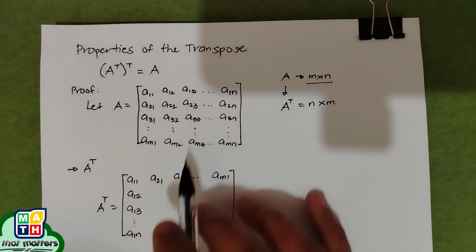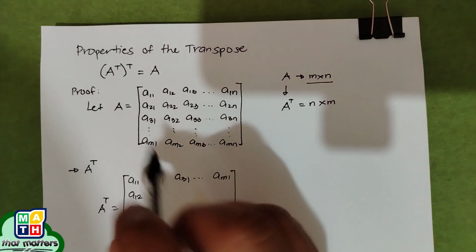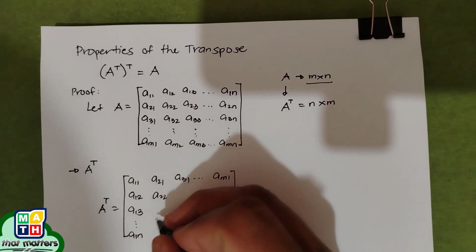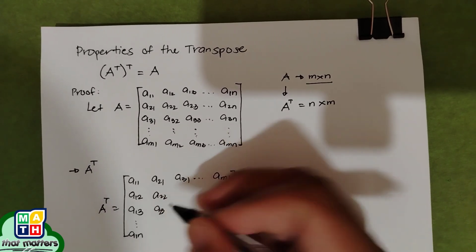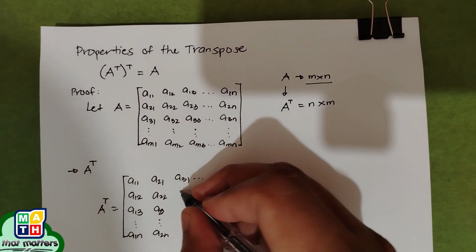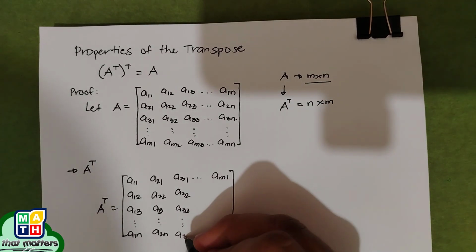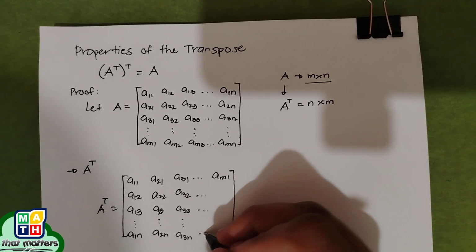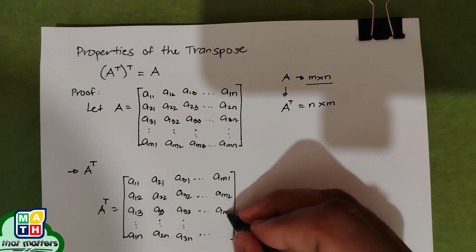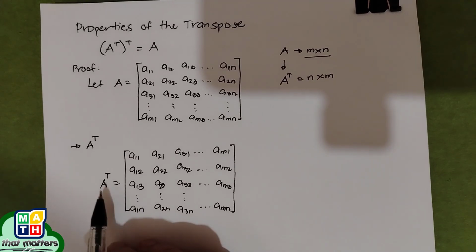But since this is not a square matrix, it is an m by n matrix, we're going to have the same process. So the second row will become your second column, A22, A23, until A2n. This will become a new column, A32, A33, until A3n. This last row will become your last column, Am3 and Amn. This is still the transpose of A.